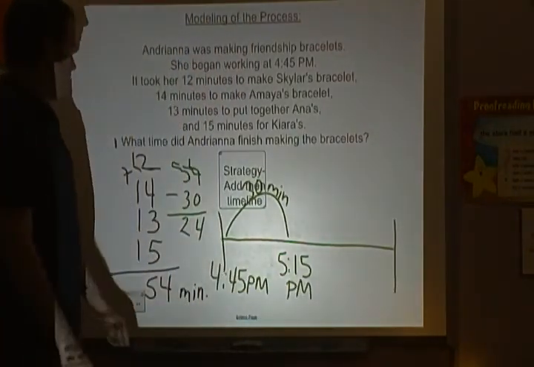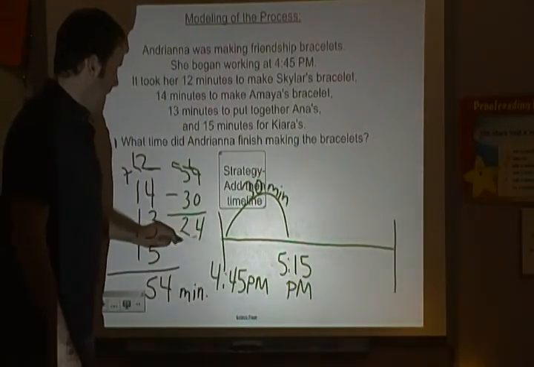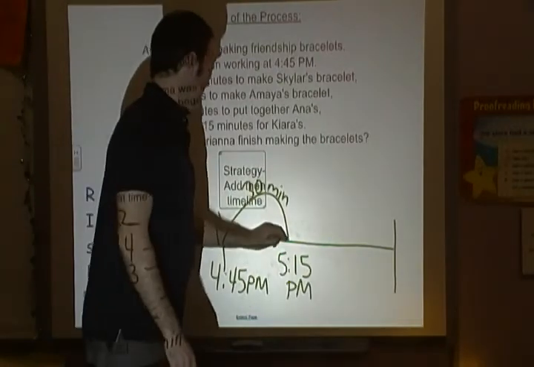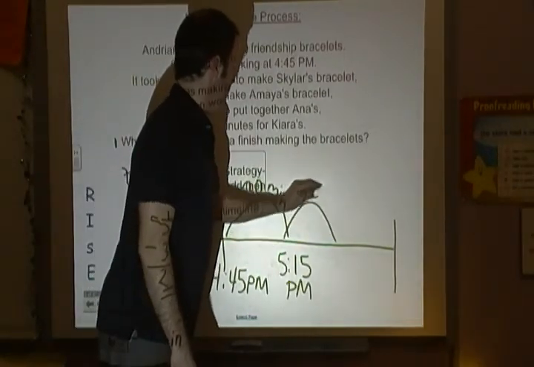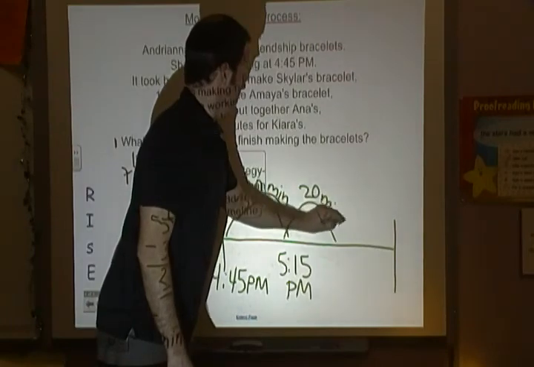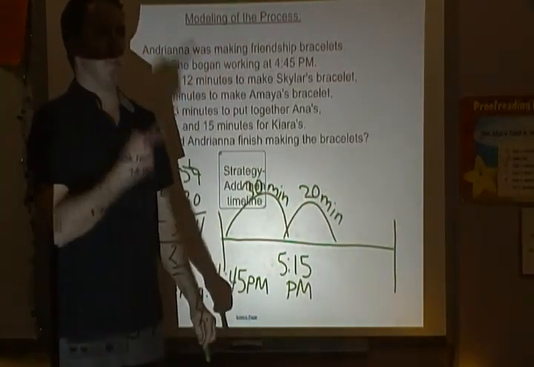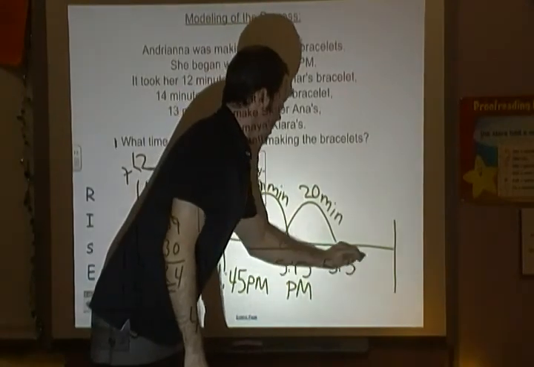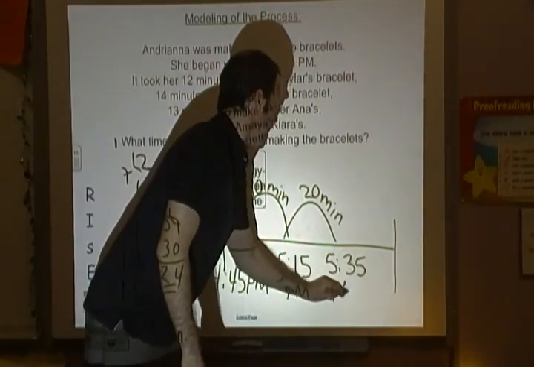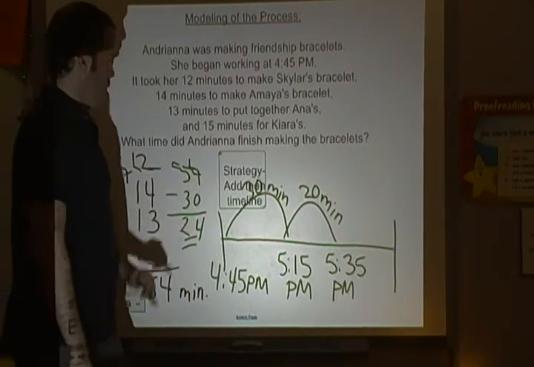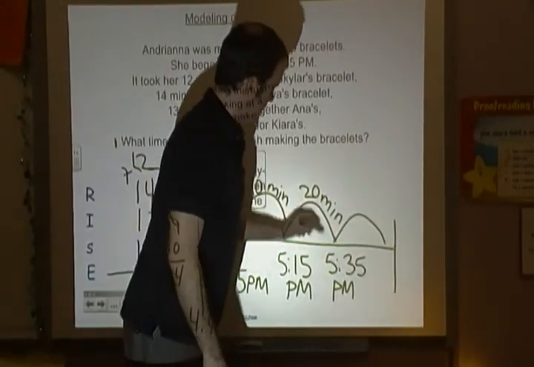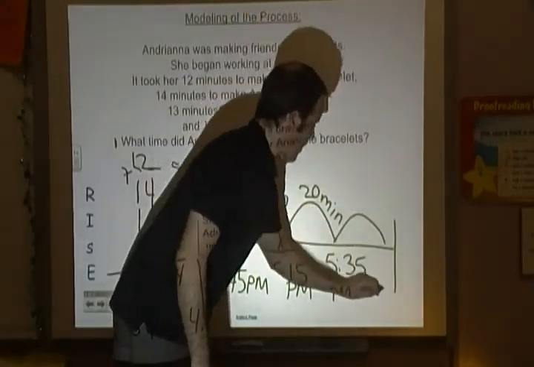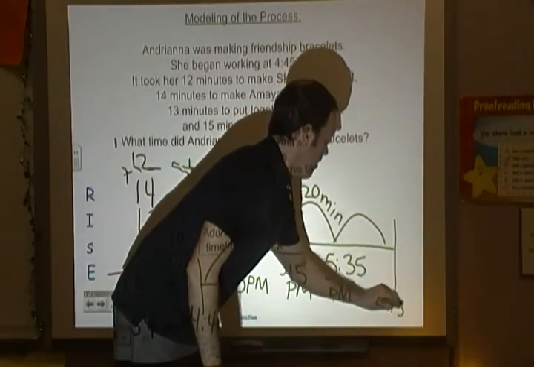There's my 30 minutes. I'm going to go ahead and add those 10s, so 20 more minutes. 15, 25, 35. So 5:35 p.m. and 4 minutes left. So what's my end time? 5:39 p.m.